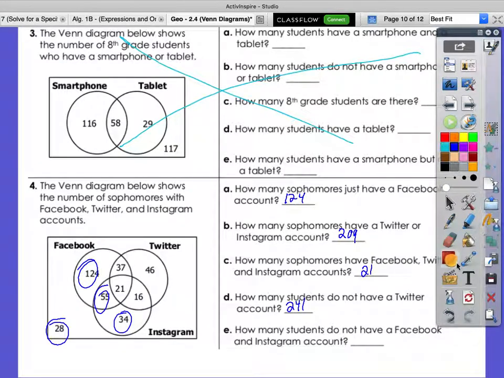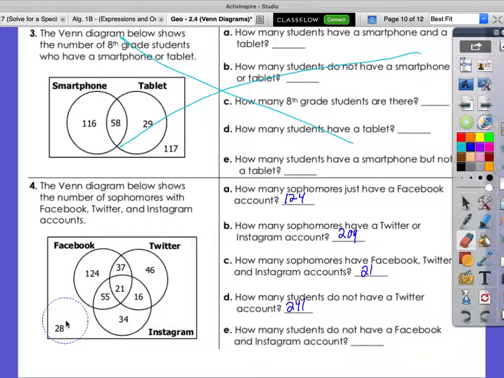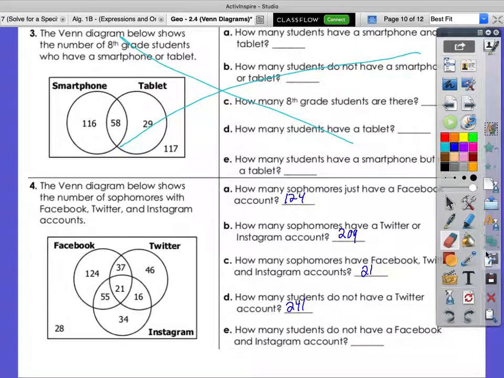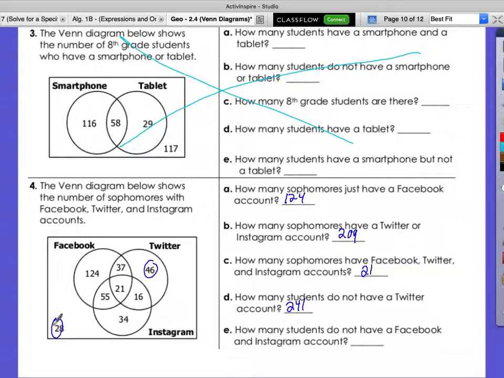Okay? How many students do not have a Facebook and Instagram account? So they don't have Facebook and they don't have Instagram. 74. So what numbers are we adding up here? 46, 28. No, wait. I have the wrong one. Okay. So 46 plus 28 is 74. Okay. Questions on that?